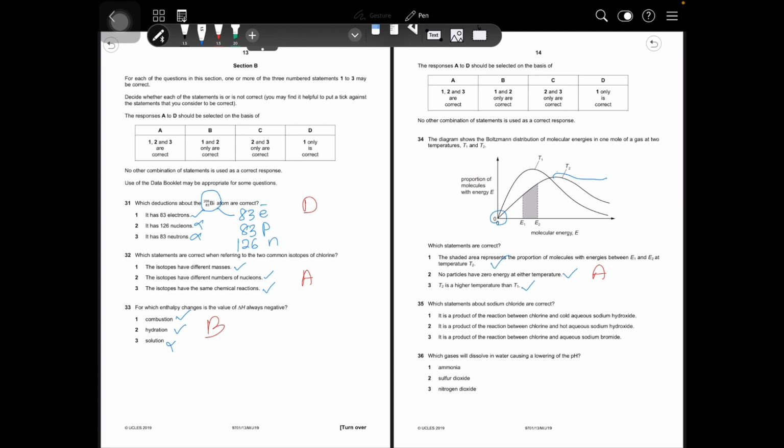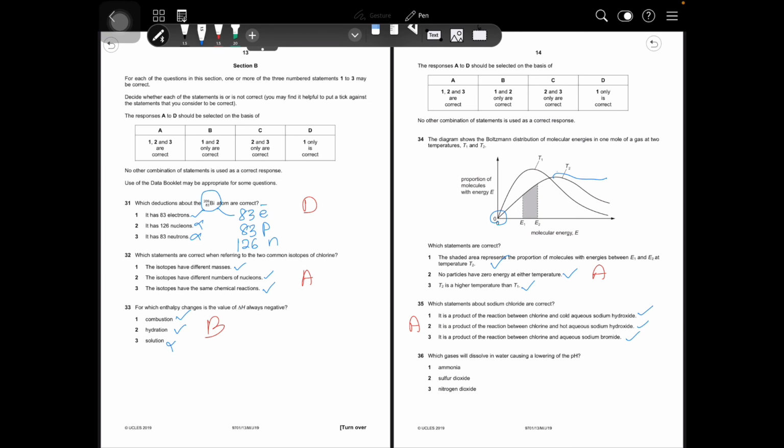Next one, which statements about sodium chloride are correct? It is a product when chlorine reacts with cold sodium hydroxide. Yes. It is a product when chlorine reacts with hot aqueous sodium hydroxide. This is true. And it is a product of the reaction between chlorine and aqueous sodium bromide. This is also true. So you have A.